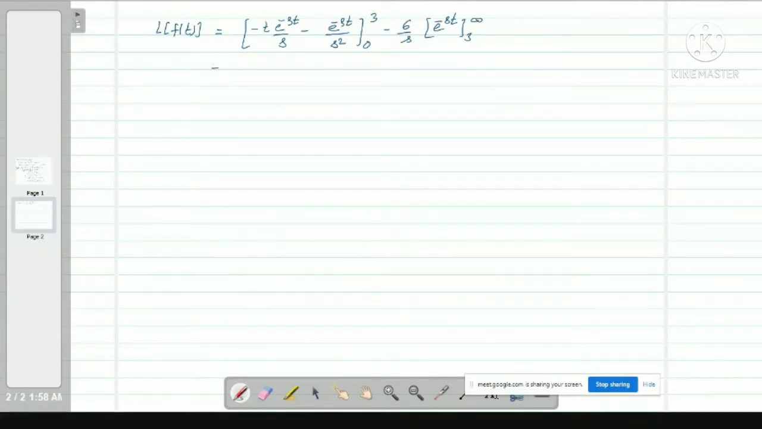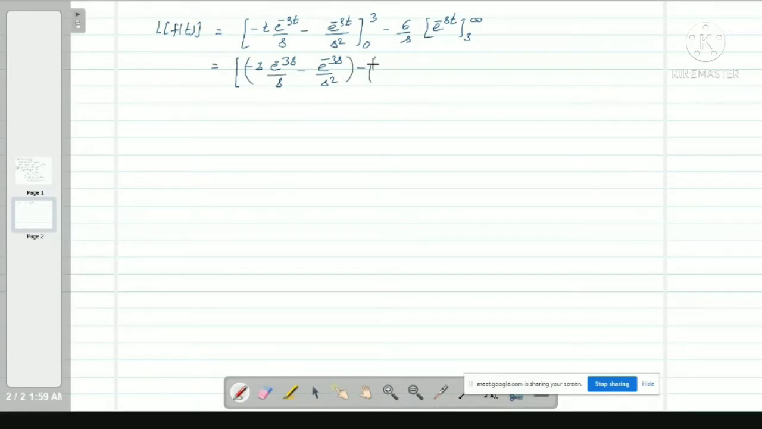Just apply the upper and lower limit. So the upper limit is minus 3 e raised to minus 3s, instead of t we put 3. So this is minus 3 e raised to minus 3s by s, and minus e raised to minus 3s by s square. This is for the upper limit, minus the lower limit. Instead of t we put 0. So 0 multiplied by this thing will be 0, and minus e raised to 0 by s square.